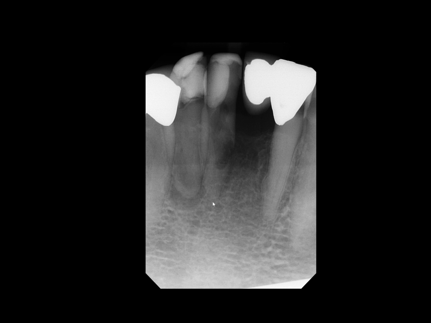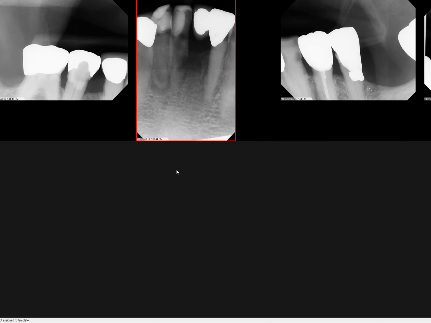And then as we look at the apical area, it's kind of difficult to tell, but for the most part it looks okay to me. Now when we go over to number 26, we don't have this obvious radiolucency in the root. However, if you pay close attention to the apex, there is a relatively well-defined periapical radiolucency. So this was taken back in August.